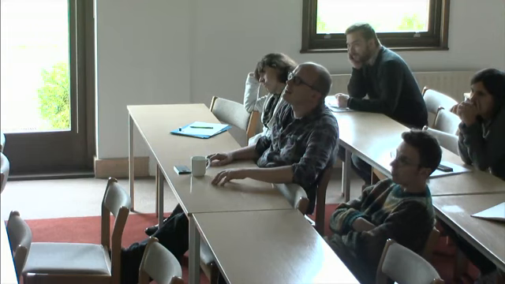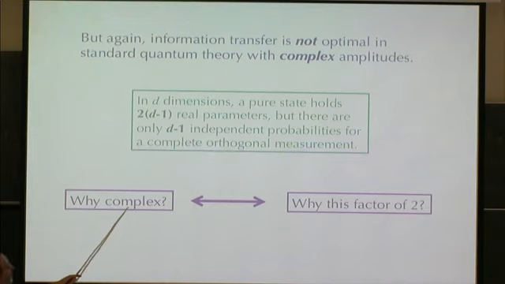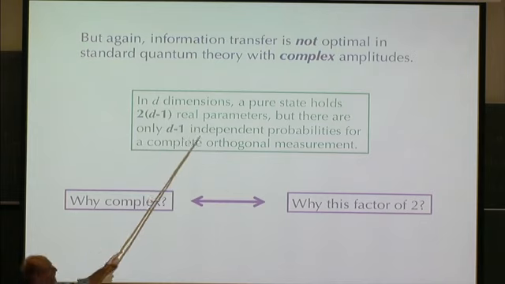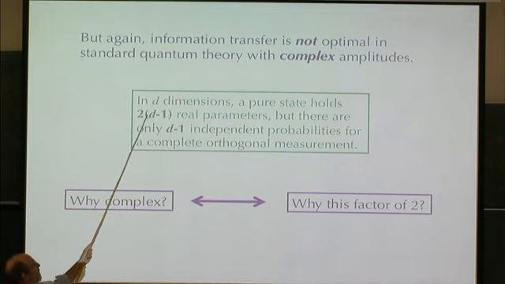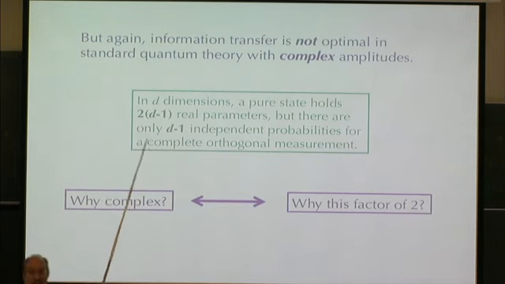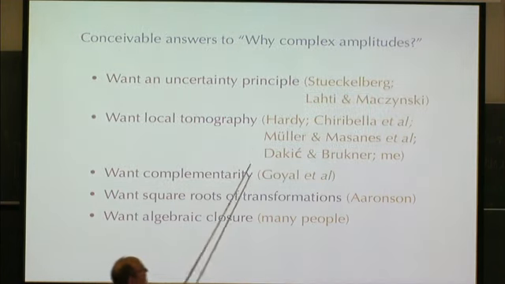But I think that this business of why complex numbers, why complex amplitudes, is somehow related to this factor of 2, which I don't think we really understand very well. It's a pretty fundamental fact about quantum mechanics that it takes twice as many real parameters to specify a pure state as you have independent probabilities in a complete orthogonal measurement. So somehow the complex numbers have to do with that.